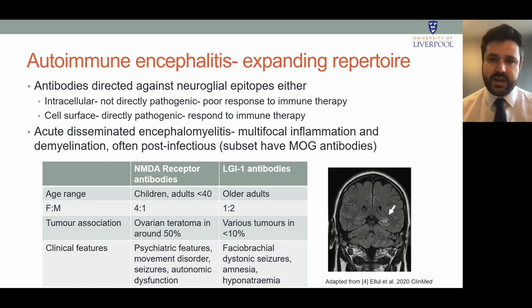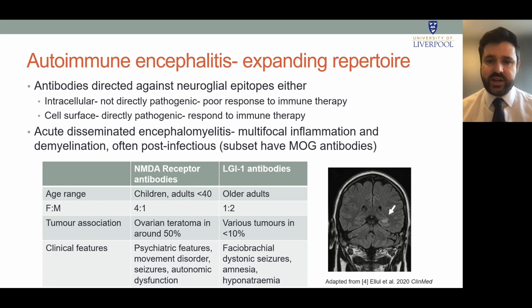And the two commonest identified targets and the best characterized are the NMDA receptor, which produces a very recognizable syndrome of psychiatric features, seizures, movement disorder, and autonomic disturbance. This was first recognized in women with associated ovarian teratoma, but it's now understood to be non-paraneoplastic in around half of cases. And the other common epitope is LGI1, which is part of the voltage-gated potassium channel complex.